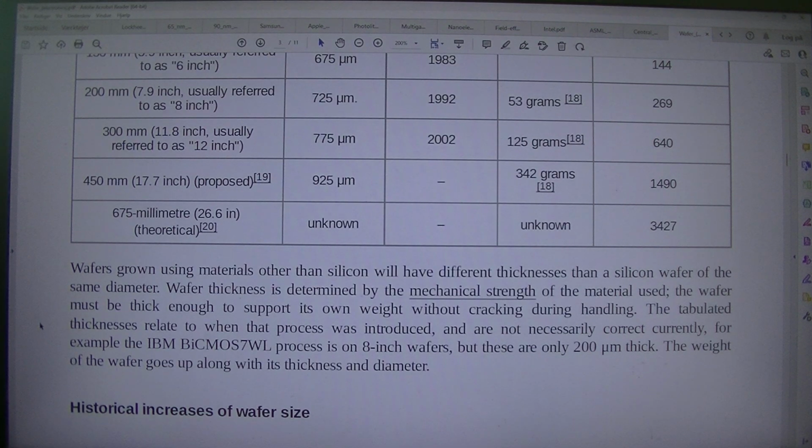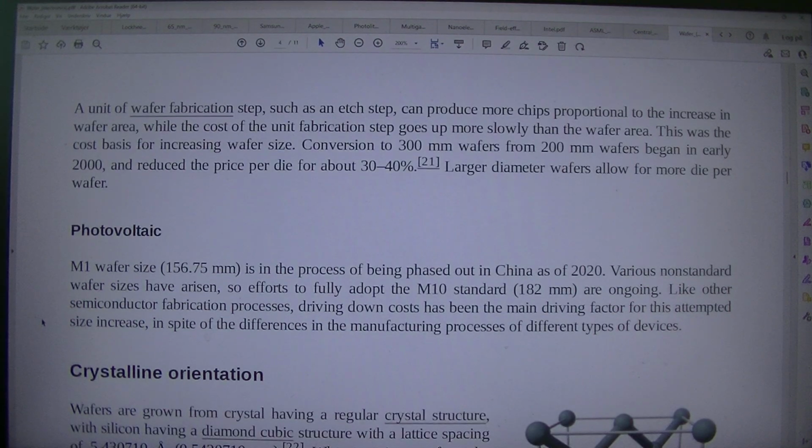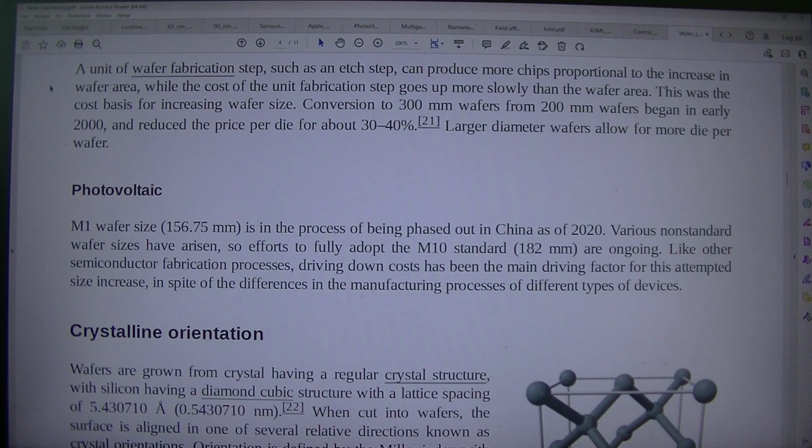Historical increases of wafer size. A unit of wafer fabrication step, such as an etch step, can produce more chips proportional to the increase in wafer area, while the cost of the unit fabrication step goes up more slowly than the wafer area. This was the cost basis for increasing wafer size. Conversion to 300 mm wafers from 200 mm wafers began in early 2000, and reduced the price per die for about 30–40%. Larger diameter wafers allow for more die per wafer.